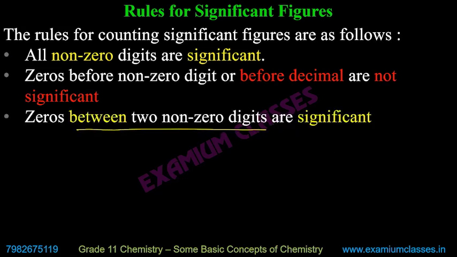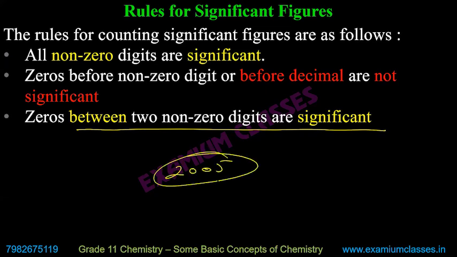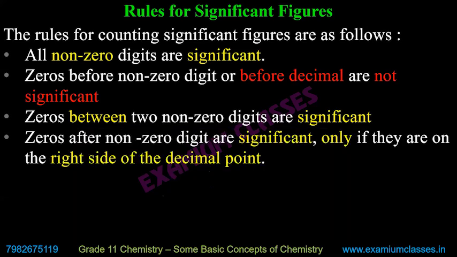Zeros between two non-zero digits are always significant. So if I have written 2005, all four are significant. These two are significant, and these two zeros are in between two significant figures, so that's why they become significant. All are significant.